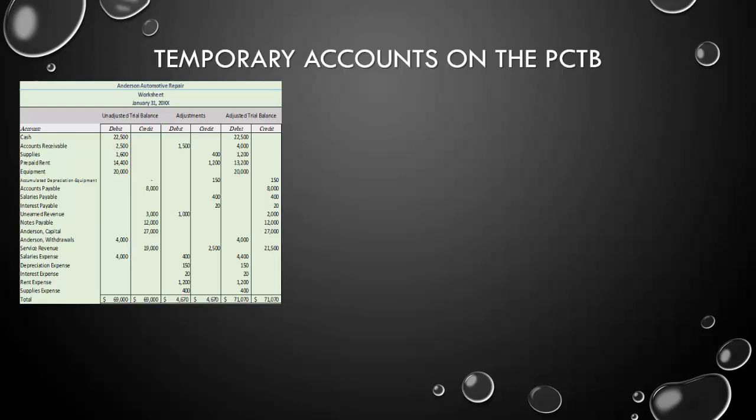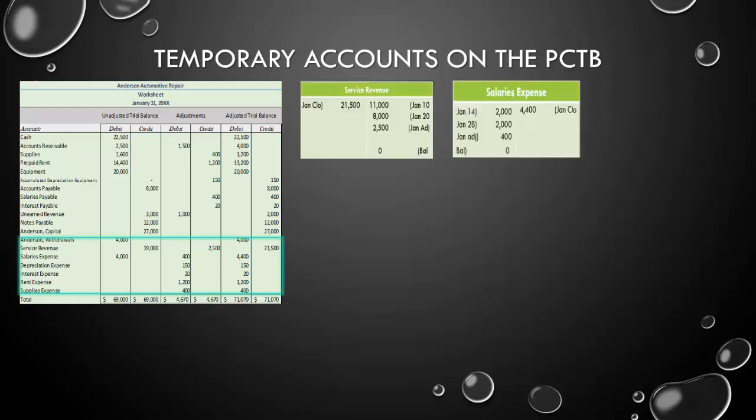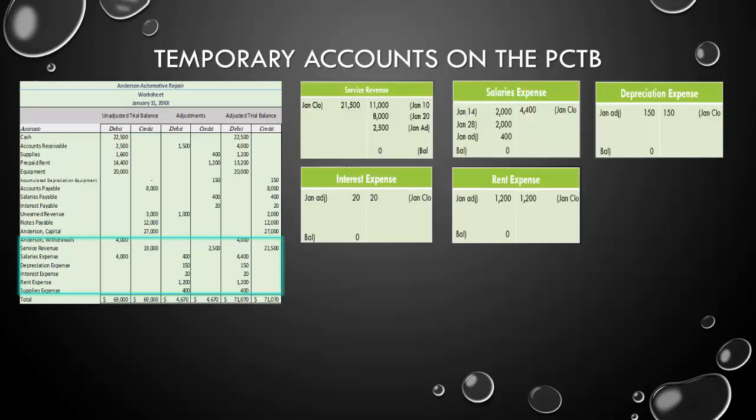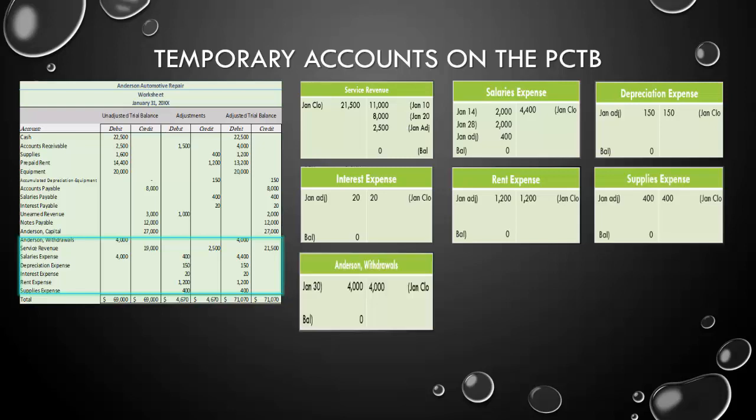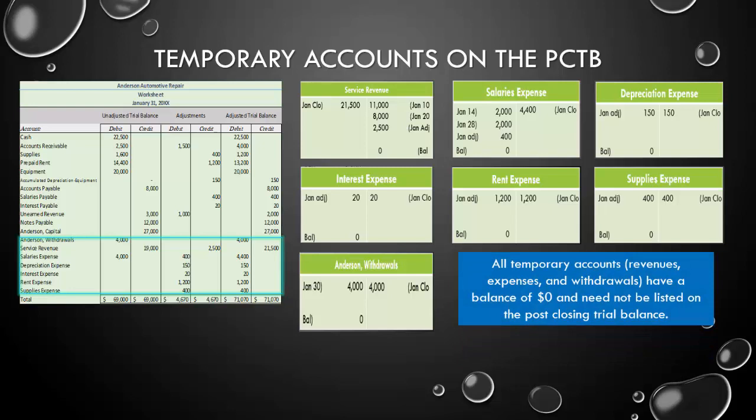So when we prepare our post-closing trial balance, what happens to all of our temporary accounts? They are again our withdrawals, our revenues, and our expenses. Well, what happened to the T accounts for all of these accounts? As we can see right here, they're all equal to 0. And because they're all equal to 0, we don't have to put these on our post-closing trial balance. All of our temporary accounts are going to have a 0 balance, and we don't need to list them.